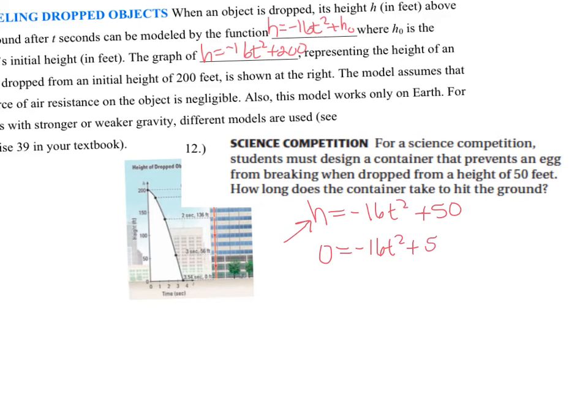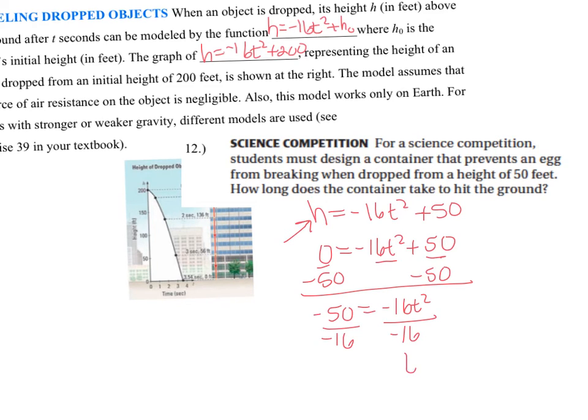So here's the equation we need to solve, and it's set up so that we can use square roots to solve it, since it has a quadratic term and constant terms. So I want to isolate my variable and move my constant to the other side. So we have negative 50 equals negative 16 t squared. I'm going to divide by negative 16. So a negative divided by a negative is a positive.